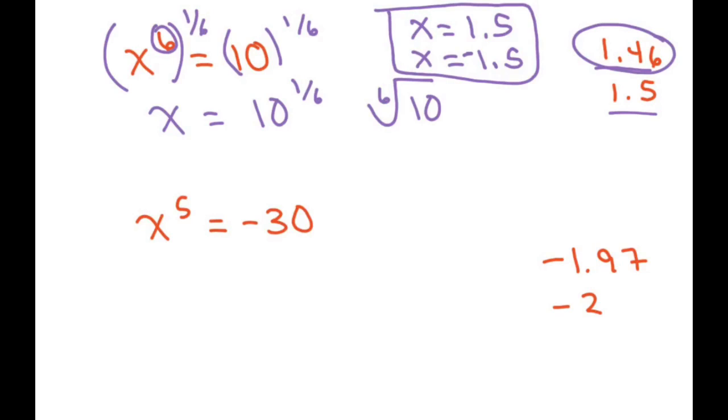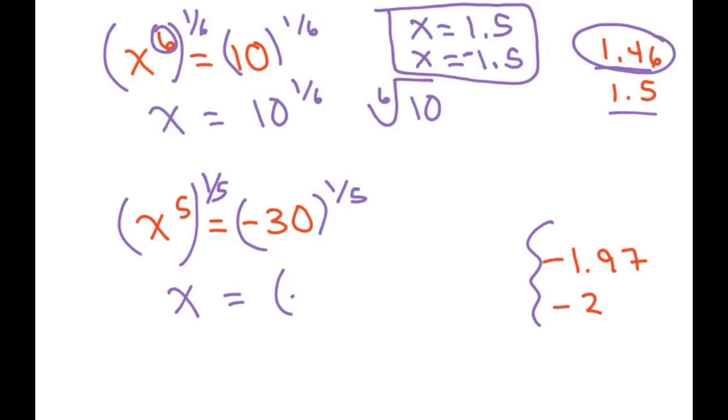In this one, I went ahead and used the calculator here. Basically, you just power it by its inverse. This is going to give you x equals negative 30 to the 1/5, which gives you negative 1.97, and if you round it to the nearest 10th, that would be negative 2.0.